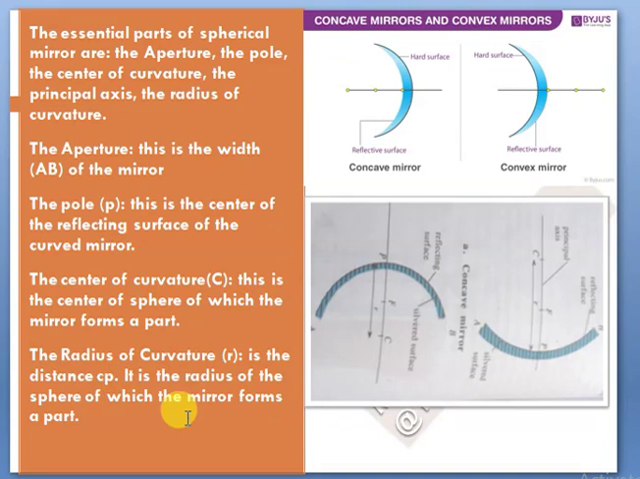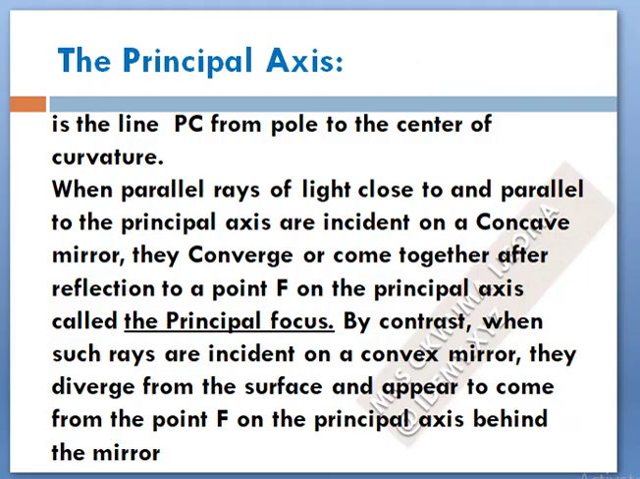Now we look at another one. Another essential part of this curved mirror, you have your principal axis. Let's say it, the principal axis. Now this principal axis is the line PC from pole to the center of curvature. It is the line PC from pole to the center of what? Curvature.